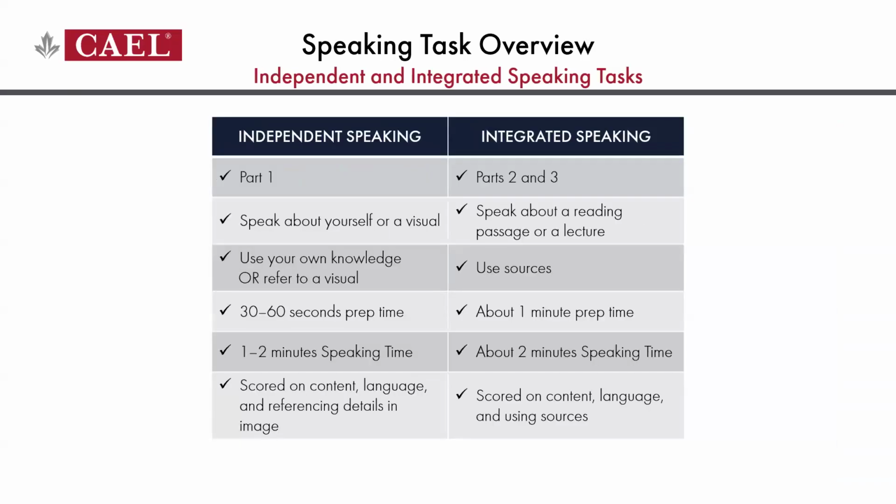So in part 1, this is the left-hand side of this chart. We call these 3 answers you'll deliver independent speaking because you're just speaking. You're not reading, listening, or writing. It's just speaking. The first 2 questions are going to be about yourself, and they generally connect to a topic about education.